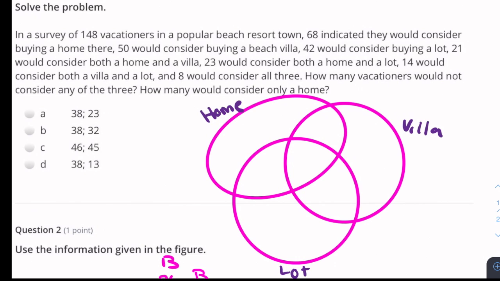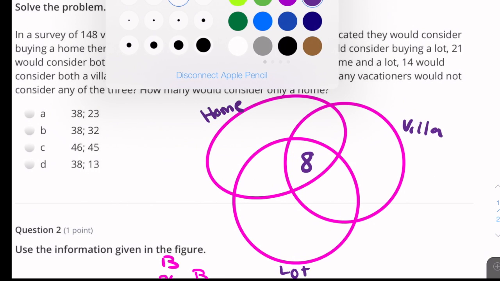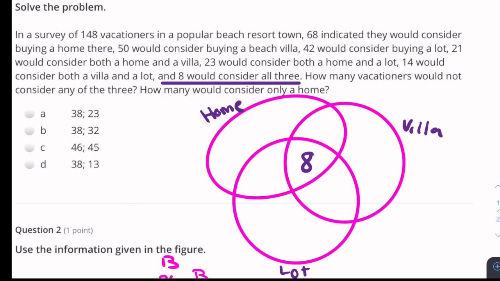So the one where we have 8 would consider to buy all 3. So I put 8 in the overlap between each one of these circles. And now I'm going to work backwards, which seems a little odd, but it's a lot easier once you have the most shared value. We have 14 would consider both a villa and a lot, but I already have 8 in there. So that means between just villa and lot, 8 plus 6 gives me 14 total.